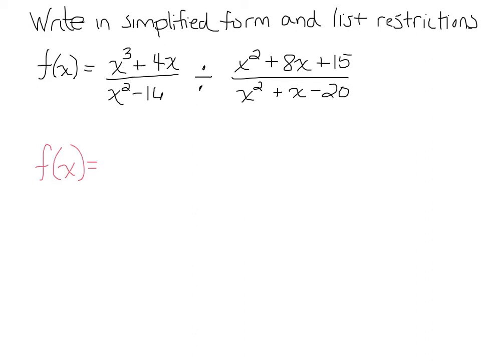The numerator in my first fraction, my first rational expression, can be factored by factoring out an x. This would give me x squared plus 4. Now do not confuse this with the difference of squares. It's not a difference, it's a sum. Therefore this x squared plus 4 cannot be factored any further. X squared minus 16, that's the difference of squares. So let's factor that into x minus 4, x plus 4.